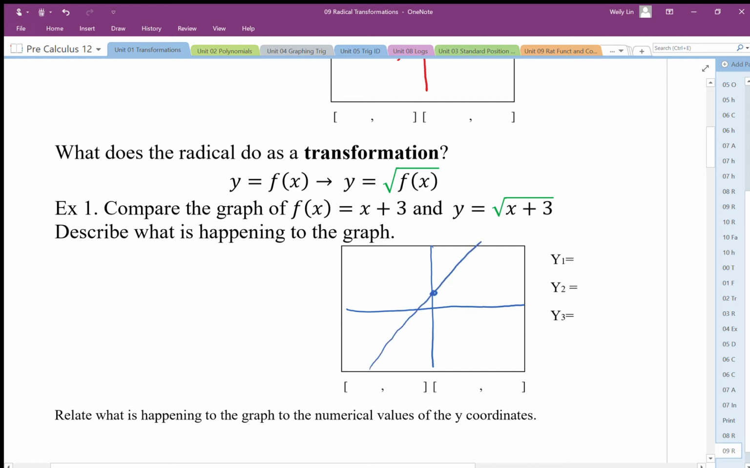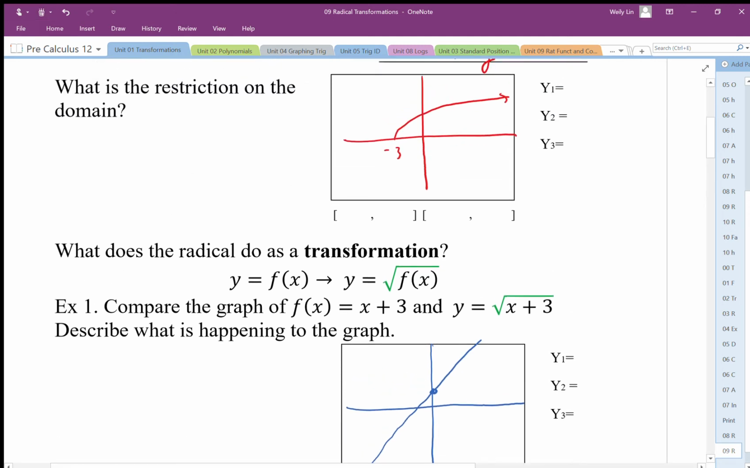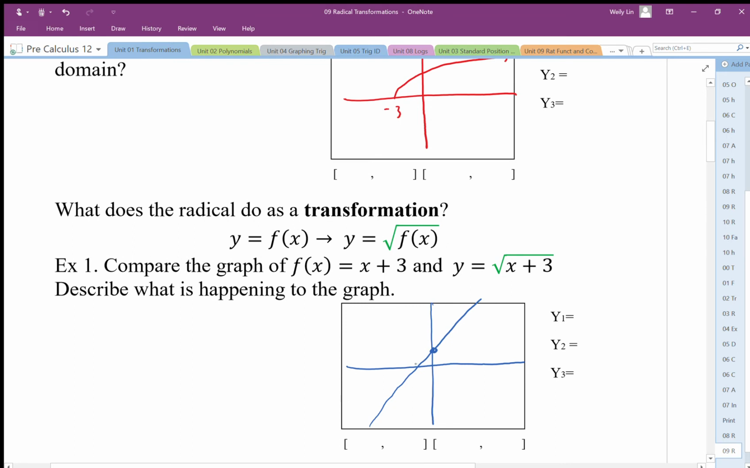Okay, so what happens when we apply a square root on the outside of that linear function? As we do the square root on the outside of that linear function, what's going to happen is we're going to have this graph here. Okay, it's going to start at -3. That's where the x-intercept is. And it's going to kind of go like that.